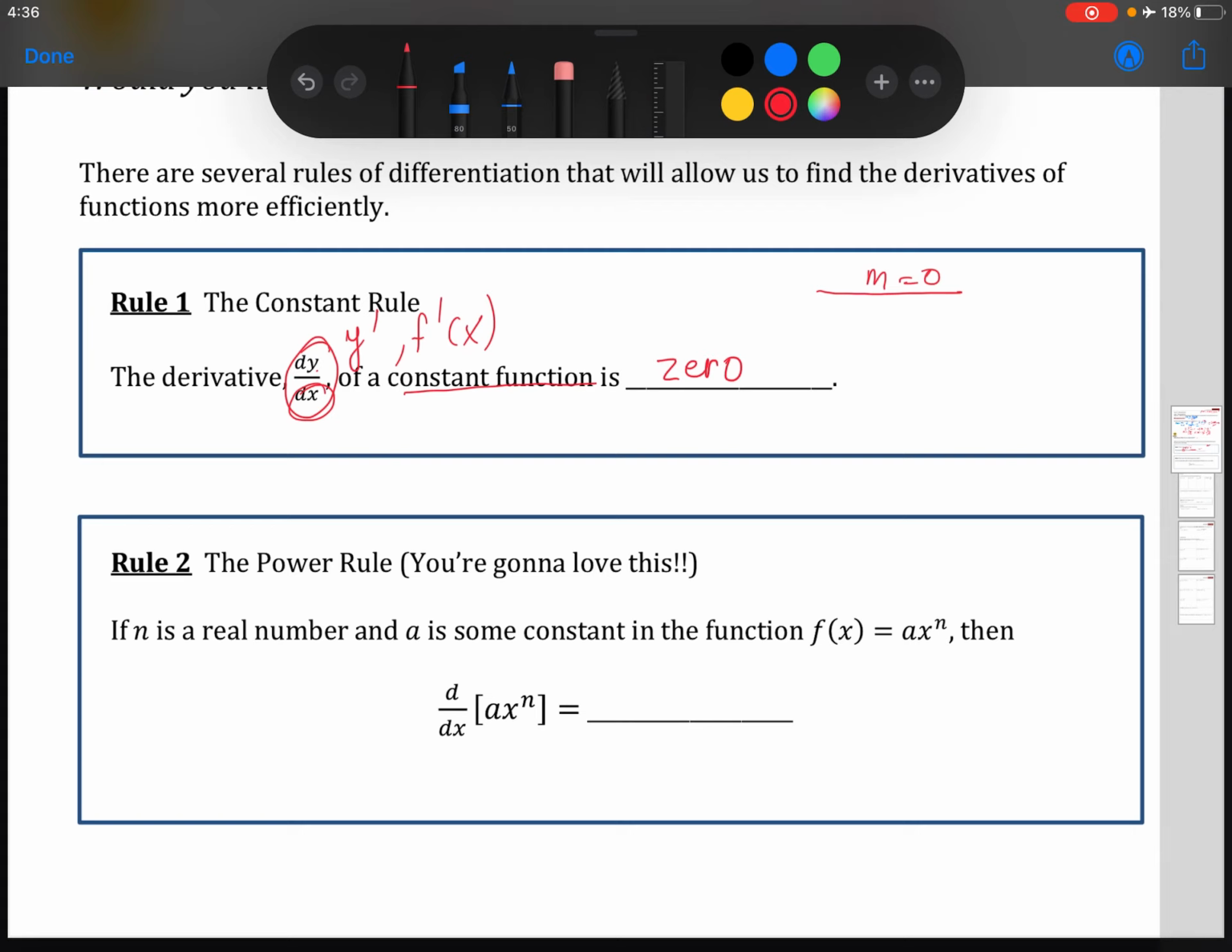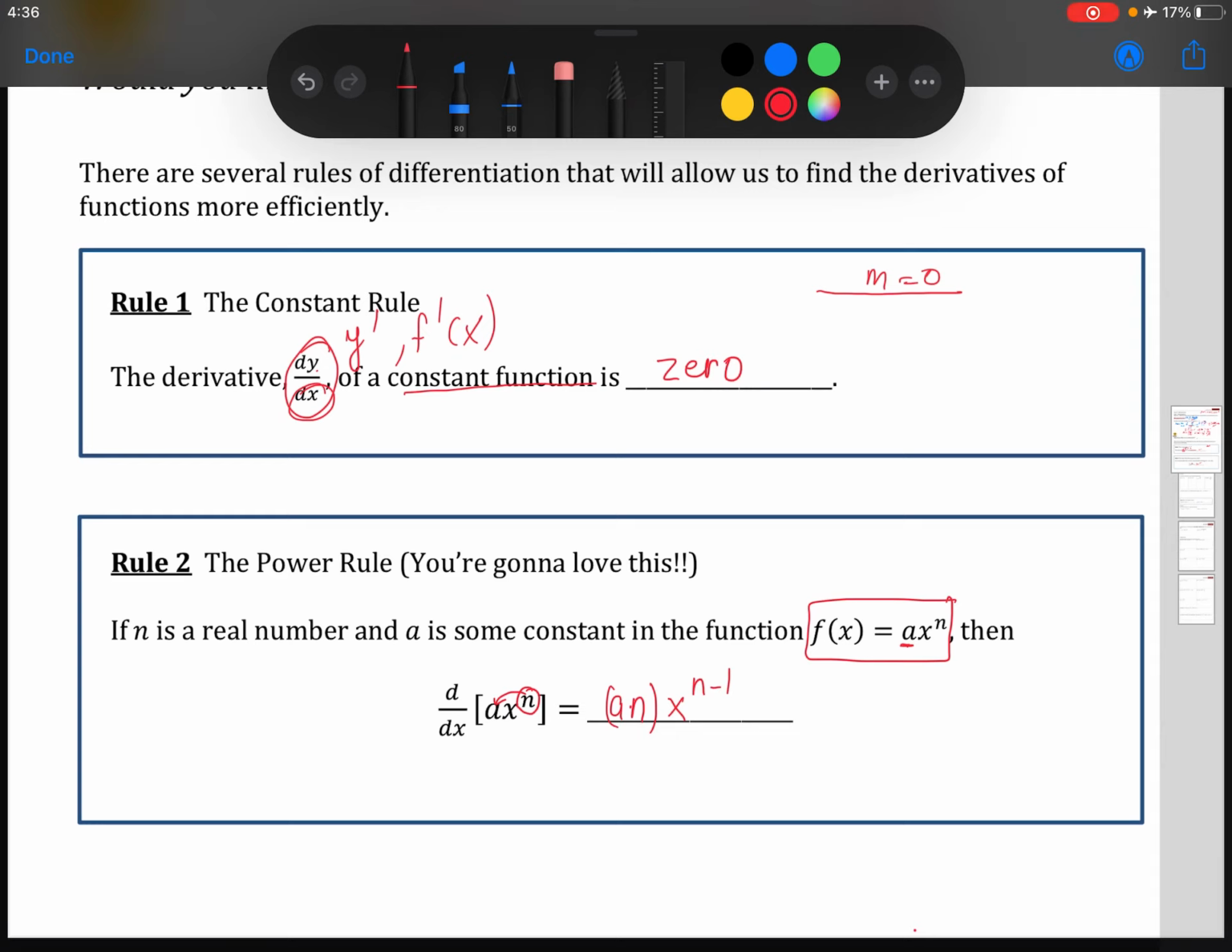The power rule, you're going to love this. You really are going to love this. If n is a real number and a is some constant in the function, so it's something like this. Do you agree? A is your leading term, n is your exponent. So the derivative of this function is, what you do is you bring down the exponent and you multiply it by a. So it's going to be an times x to the n minus 1.